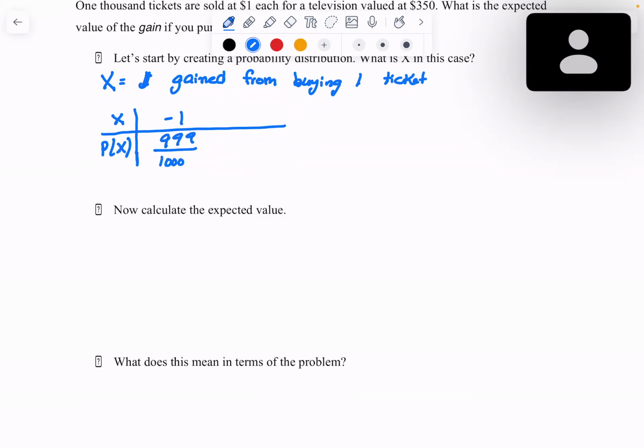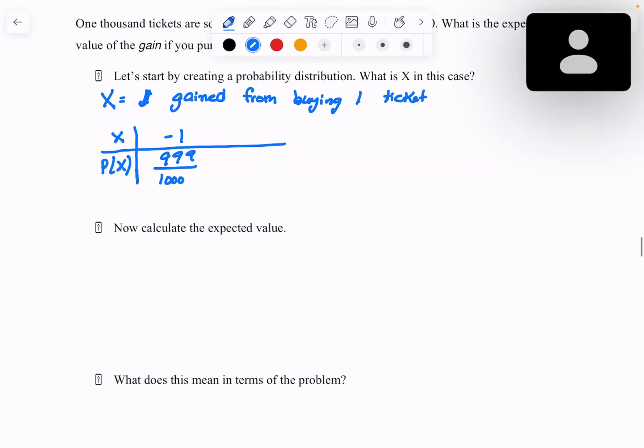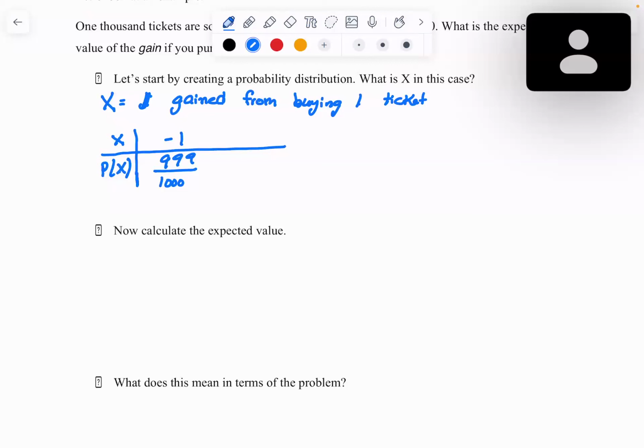Now, what's the other possible value of x? So you may think it's 350, but it's actually what? Anyone got an idea of what the other possible value of x is? So if you win the TV that's valued at $350, but you spent $1 on the ticket, then you've gained 349, yes. And the probability that this happens is what? What's the probability that you gain $349? 1 out of 1,000 is correct.